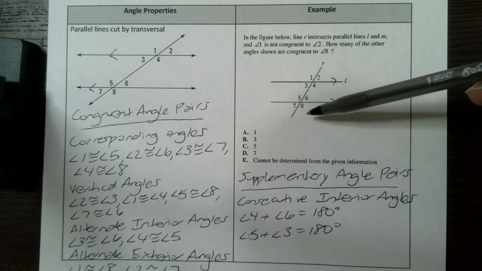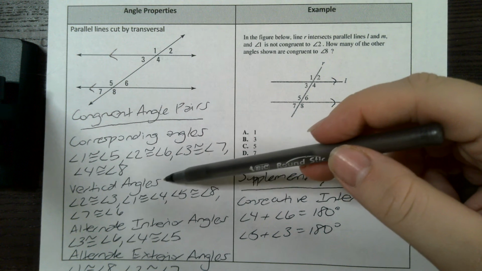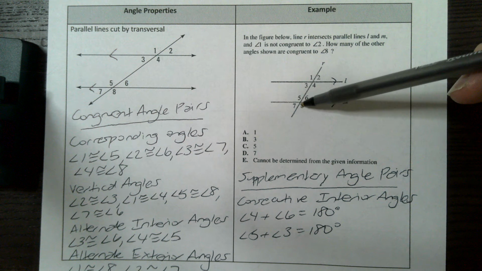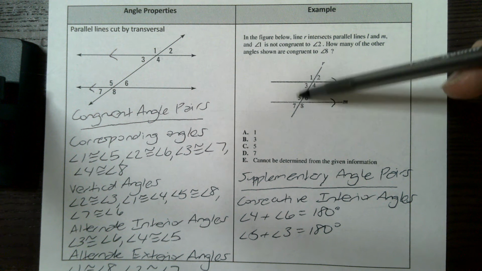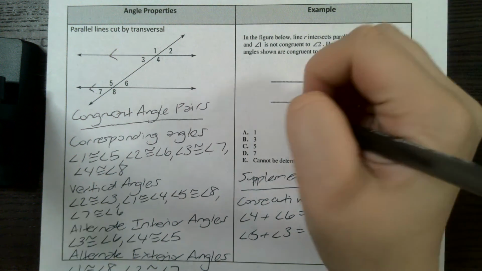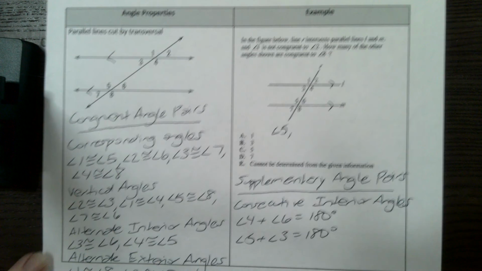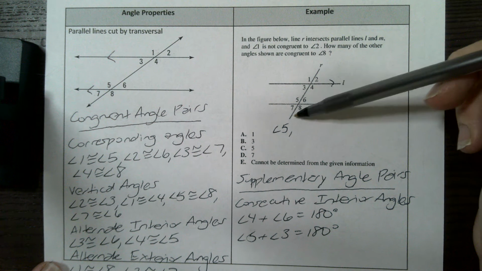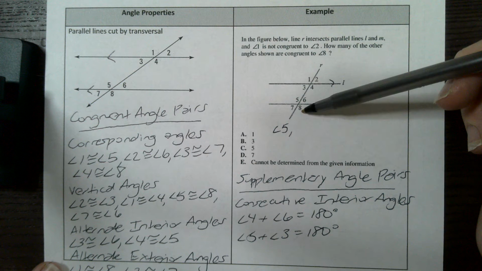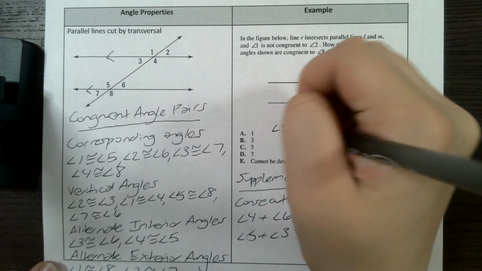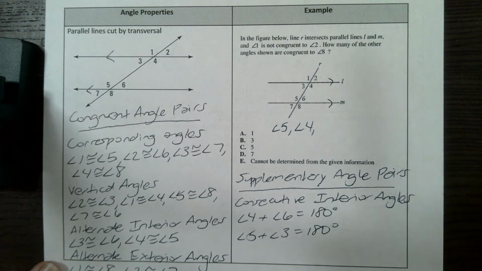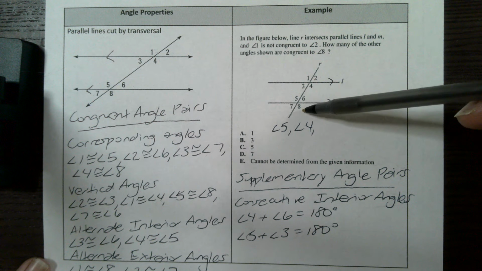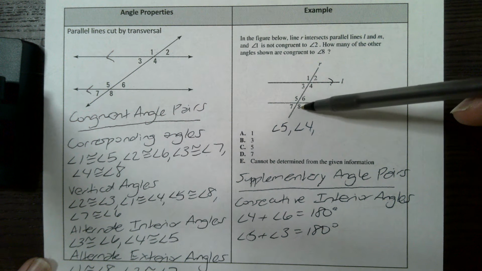Well, we know from the definition of vertical angles right over here that the one directly across from it, the one opposite to it, is going to be congruent. So angle 5 we know is congruent. We know that our corresponding angles, the ones that fall in the same place where this transversal crosses, angle 8 and angle 4, are going to be congruent because they're corresponding. And then if we take a look at our alternate interior angles, that one's not going to give us anything because this one's not interior.